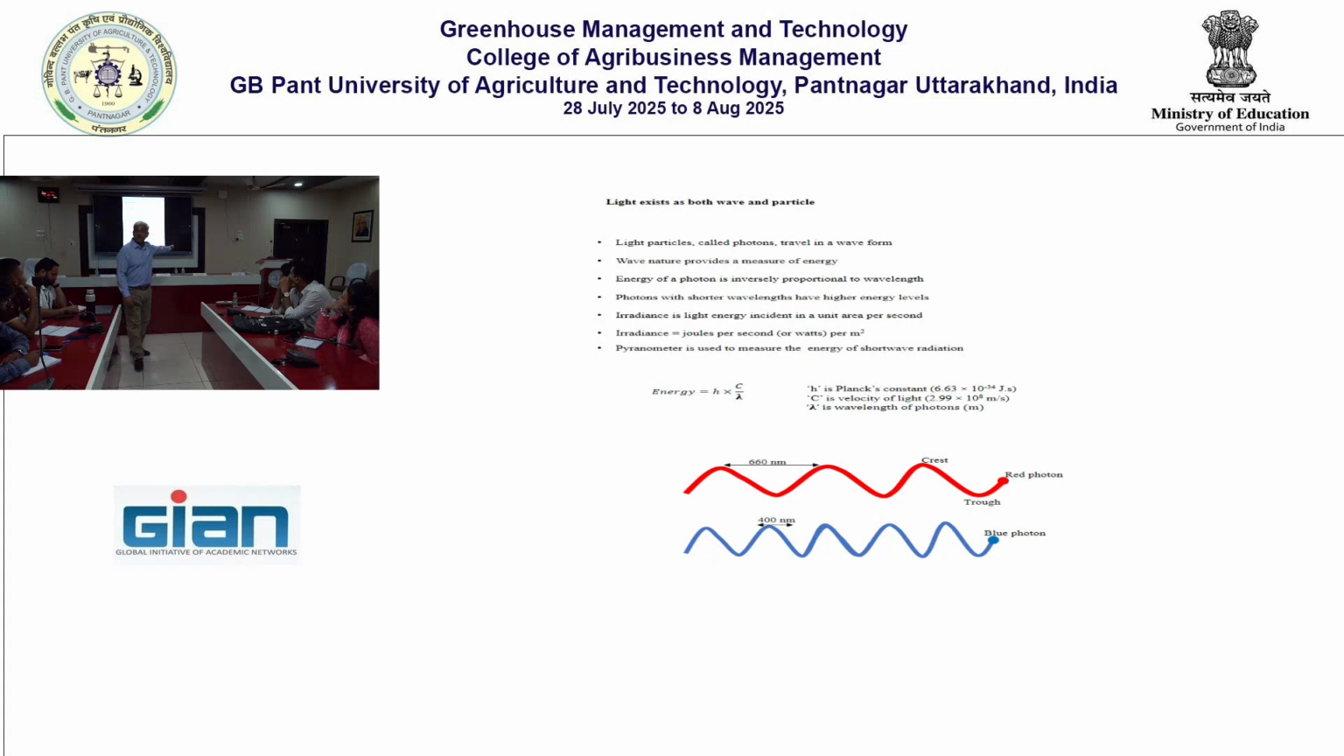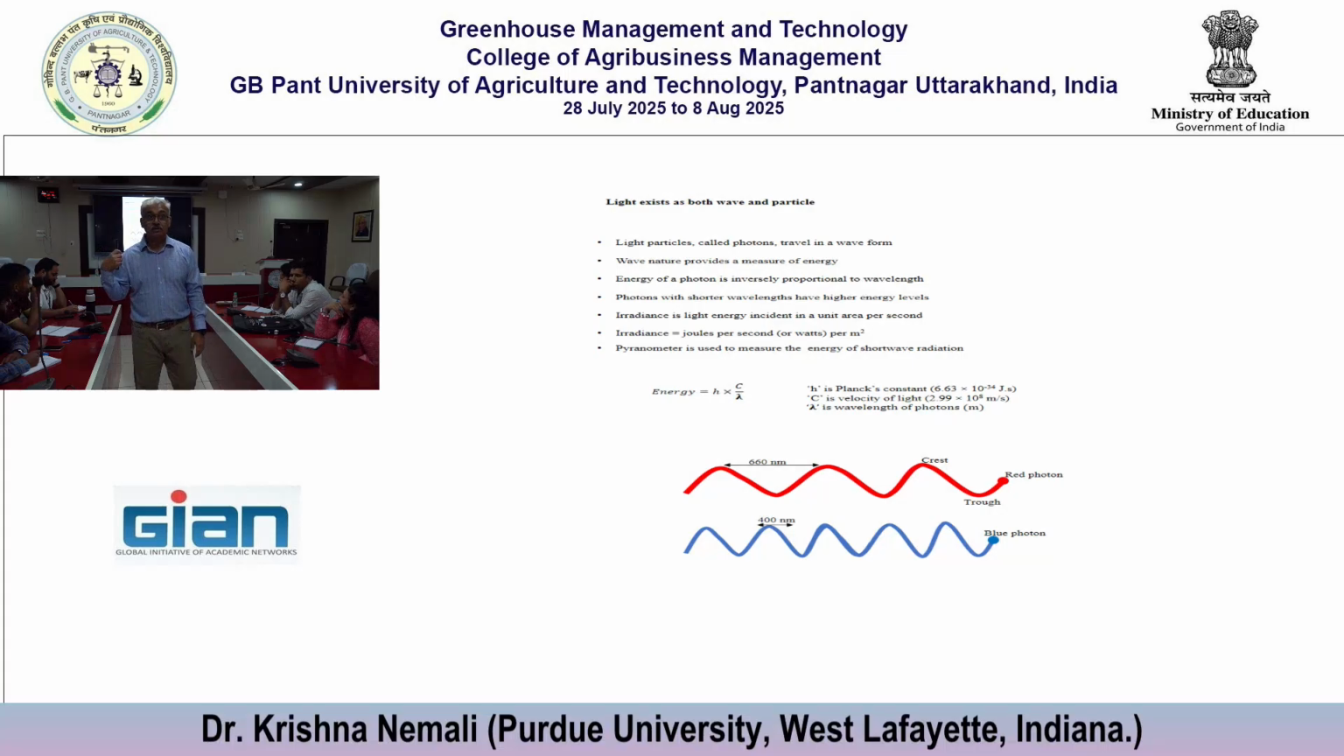What is the wavelength in this case? 660. You plug in those numbers and you get the energy of that photon. You can do the same thing for blue, 400 nanometers. Change it and you get that number.